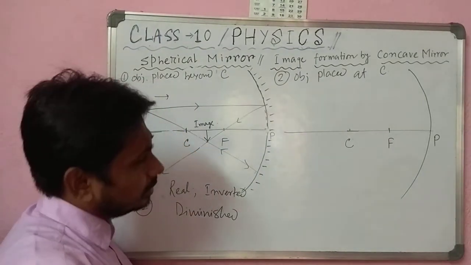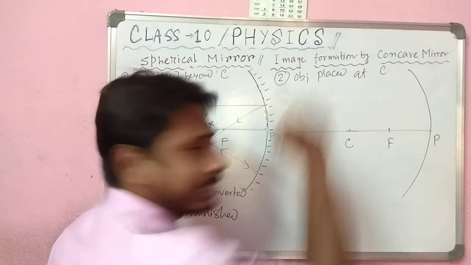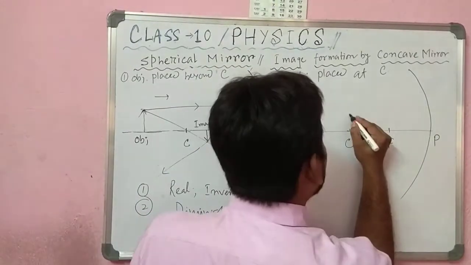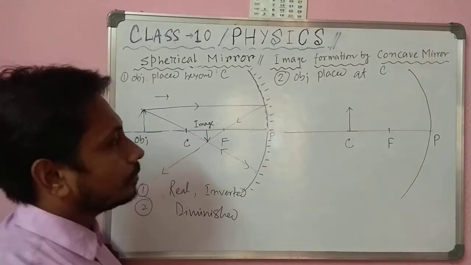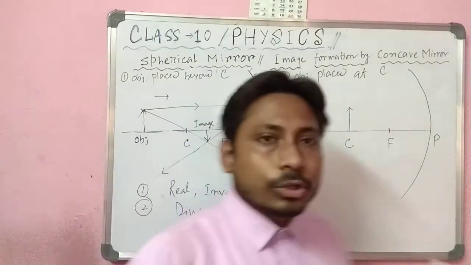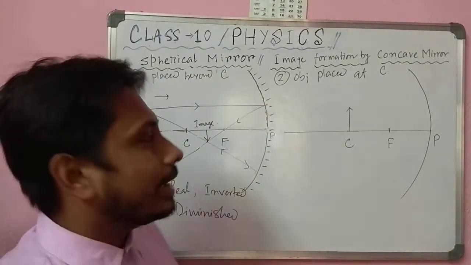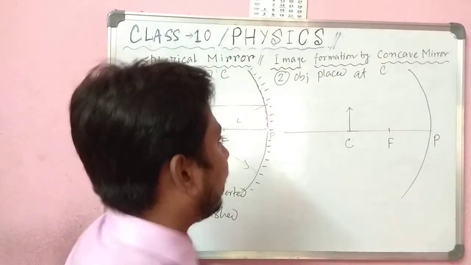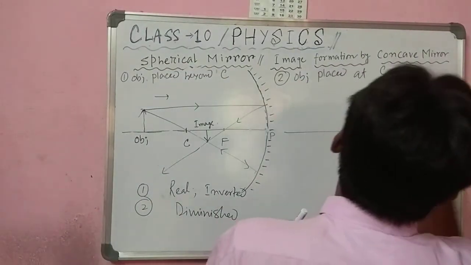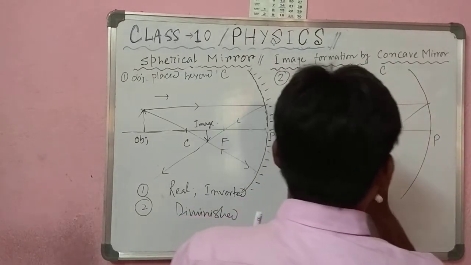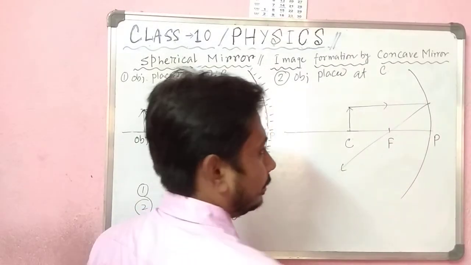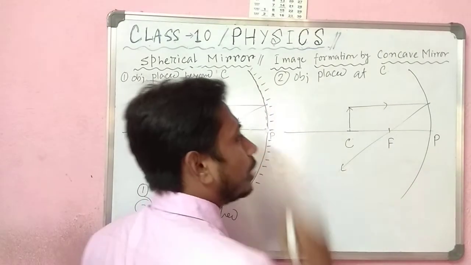The question says the object is placed at C. So place the object here at C. Then student, as I told you earlier, you have to draw 2 lines. The first line is parallel to the principal axis, and it passes through the focus. Right. And another line goes through the center of curvature.